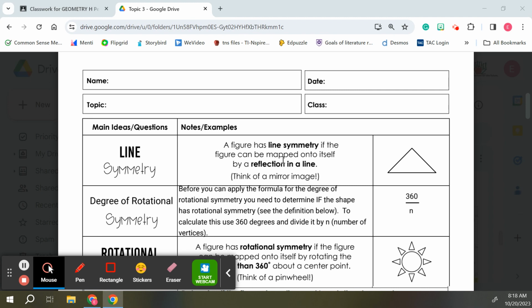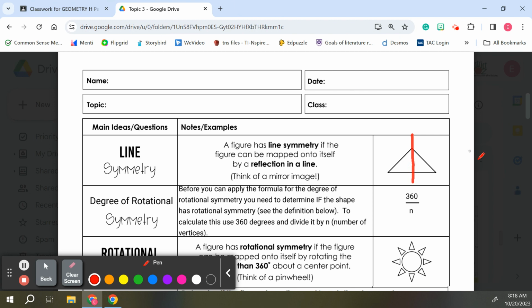Okay. So in this case, if we talked about the line of symmetry for this shape, it would land right here, where if I took this and just folded it, it would line up perfectly. Okay.